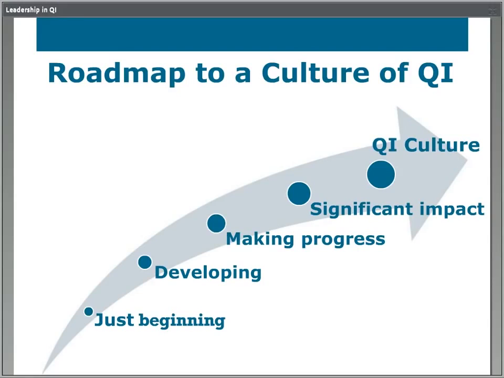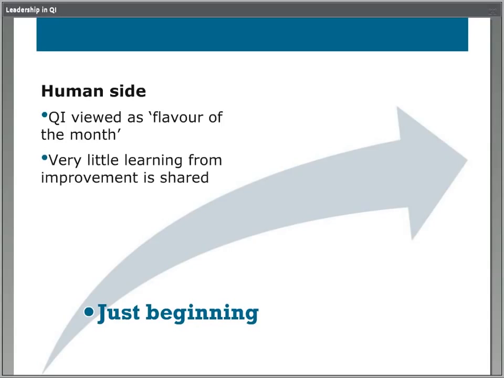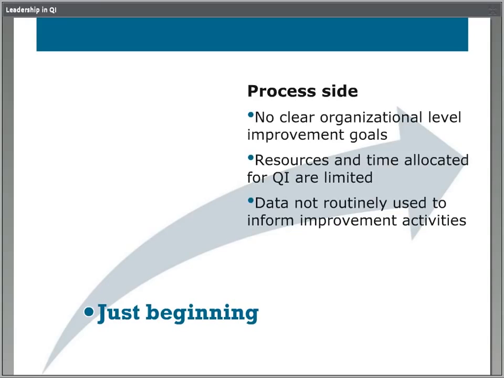So let's talk about some of these pieces here. So we've all started here at some point. And I've definitely felt this before in some of the organizations I've worked. QI is viewed as a flavor of the month. And right now there isn't much around to learn from. So there's very little improvement shared, learning from improvement shared. And then some of the process side, we don't always see these clear organizational goals and limited time and resources for QI, and data isn't routinely used to inform those improvement activities.